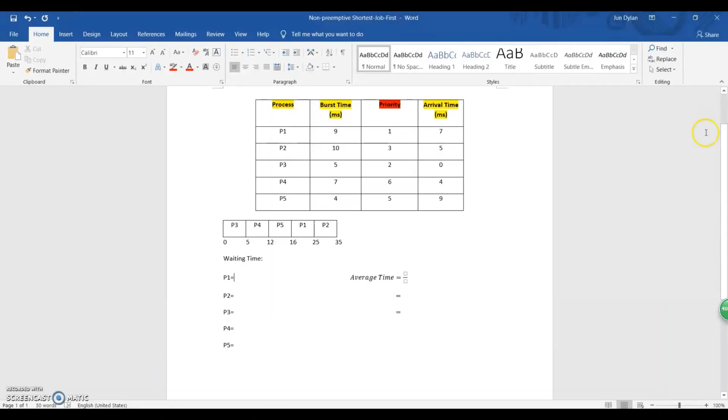Now we move to the average time calculation. To calculate the average time, we first need to find out each process's waiting time. To calculate the waiting time, we take the process's starting time minus its arrival time. Let's start calculating the waiting time. For P1, its starting time is 16. Its arrival time is 7. So we take 16 minus 7 equals 9.